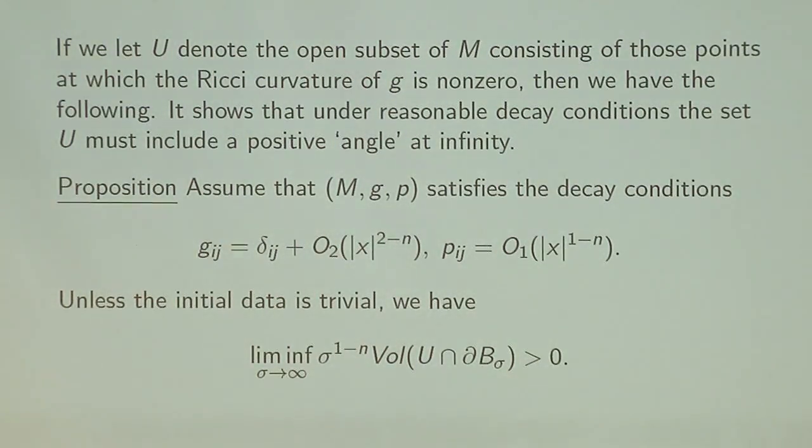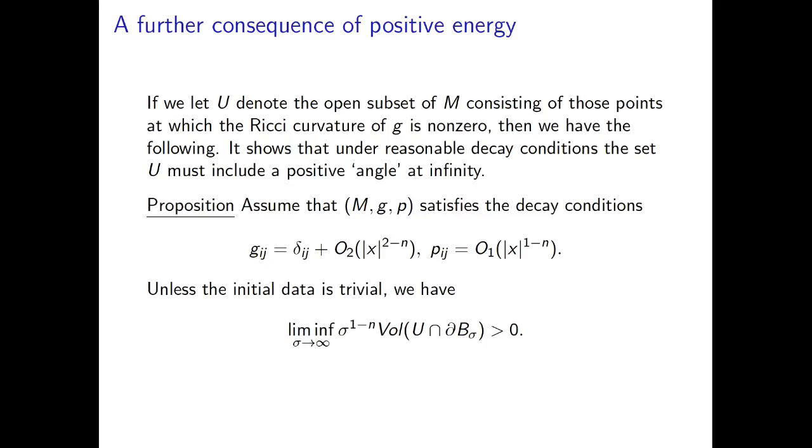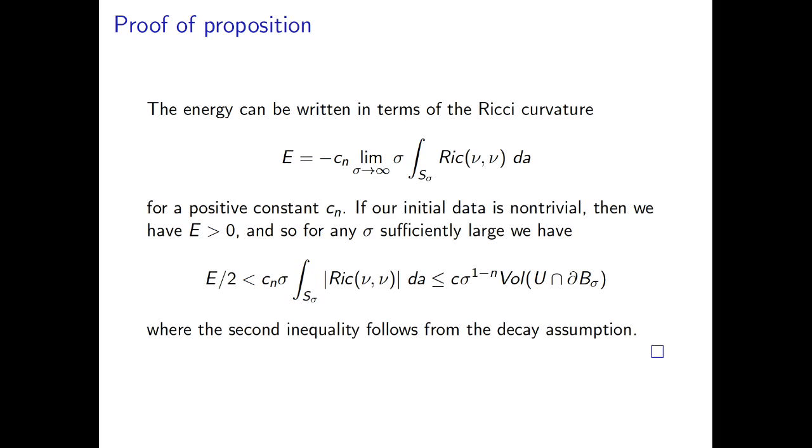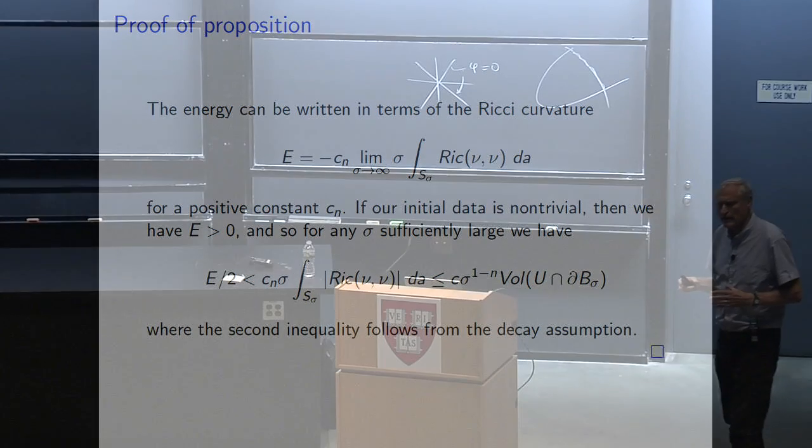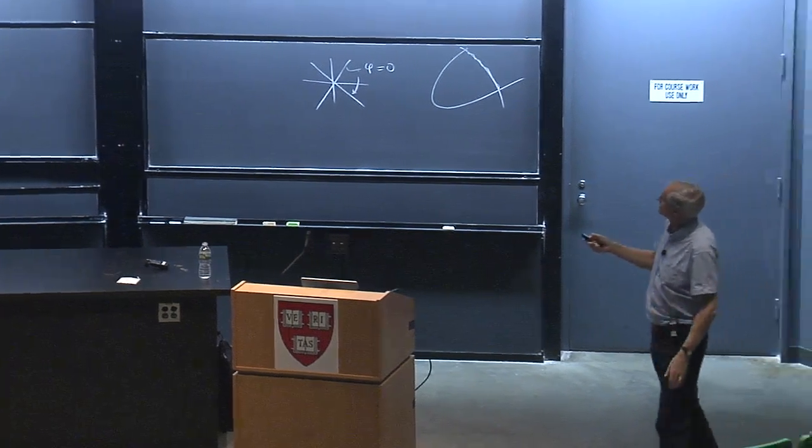Namely, not only does it go off to infinity, but near infinity, if I cut it with a large sphere, the volume inside there has to be at least a fixed fraction of the total volume of the sphere. So the set of points where the solution is non-trivial has to actually go to infinity with some size. It has to subtend an angle at infinity. And so the proof of that's actually quite straightforward, except it uses a slightly different formula for the energy than is standard. Namely, there are lots of different ways of writing the ADM energy, and this is one of them.